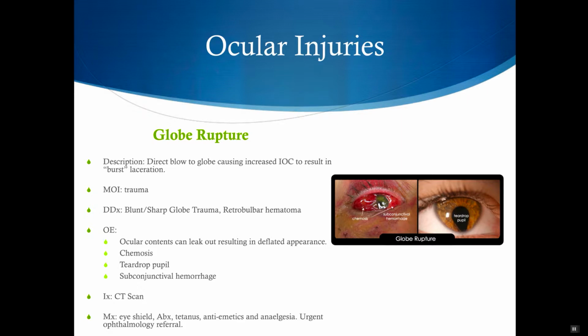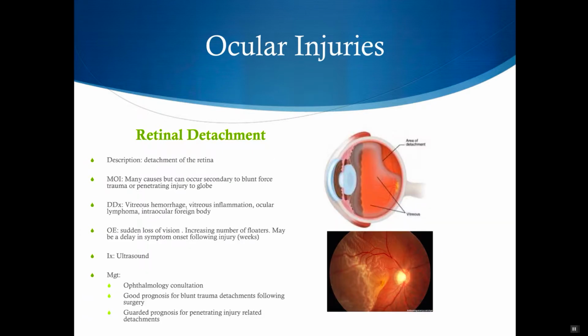Generally speaking, you want to cover the eye up from an on-field perspective, give them antibiotics, make sure their tetanus is up to date, and transfer them to the emergency department. You want to give them some antiemetics even if they're not feeling sick, as well as some analgesic, because you want to avoid any kind of Valsalva maneuvers that may increase their ocular pressure. And once again, these are urgent ophthalmology referrals from the emergency department.